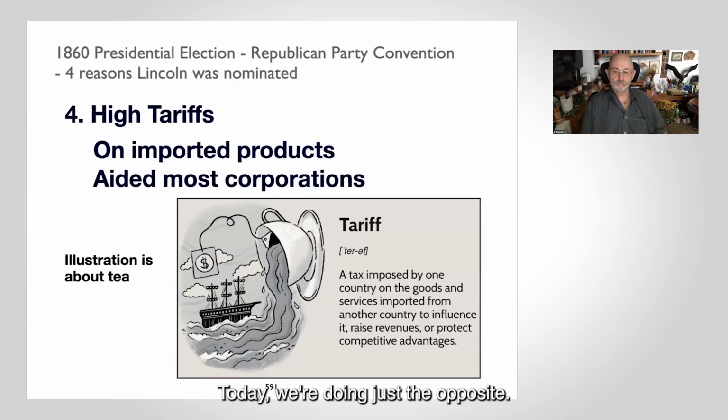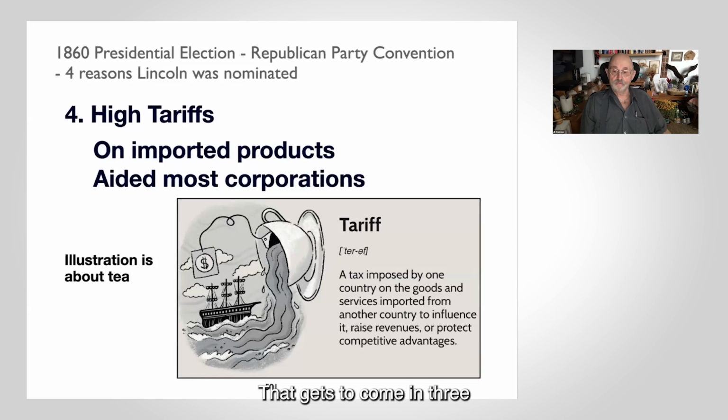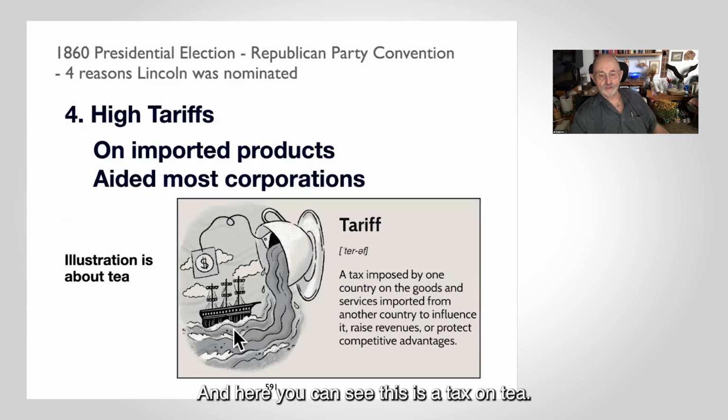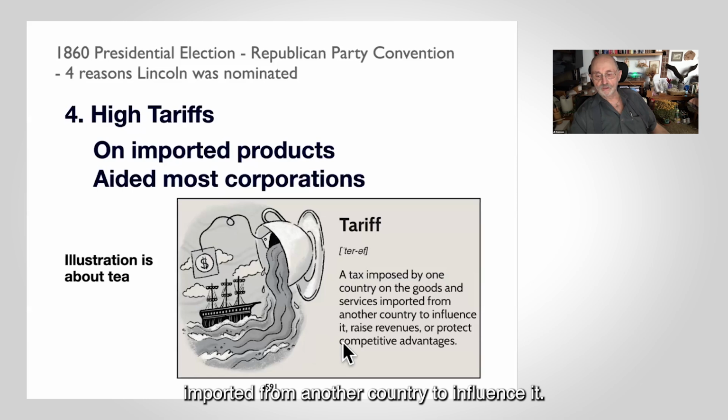Today, we're doing just the opposite. We allow no tariffs on companies that are based in the US, but everything they make is in China. Made in China, made in India, made in Indonesia. That gets to come in free, no tariffs on those products because the company is located in the United States, but its manufacturing is in Asia. And here you can see this is a tax on tea that they're talking about here, a tariff. A tax imposed by one country on the goods and services imported from another country to influence it, raise revenues, protect competitive advantages.